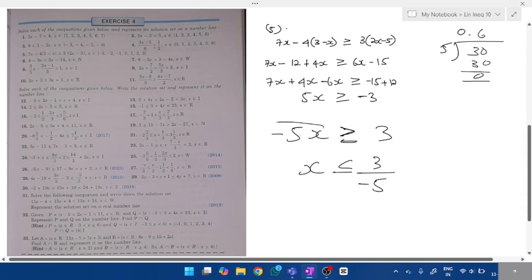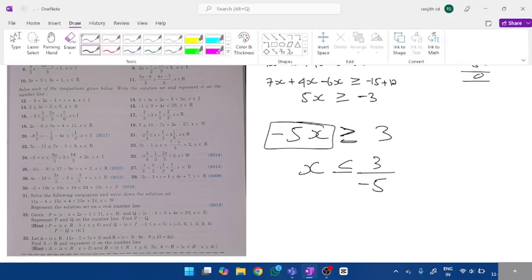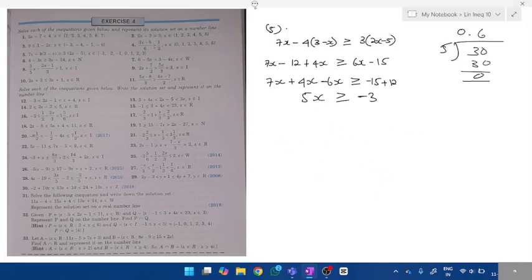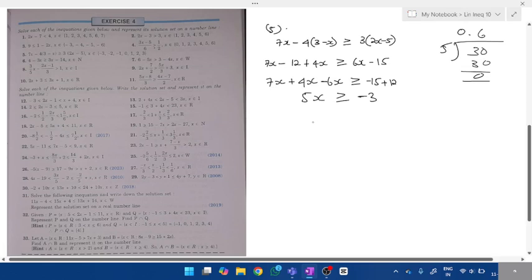Yes, sir. Before x, if there is a negative value, that is the concept. Along with x, there should be some negative, then the sign will change. Yes, sir. So x is greater than or equal to minus 0.6.